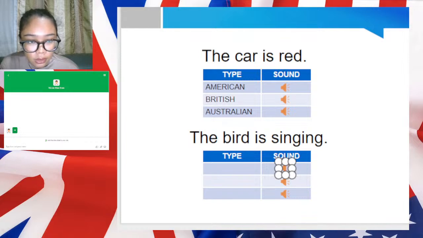As you can see, the letter R sound is not pronounced clearly, so it is non-rhotic by nature. But here, this one again. What kind of accent is this showing?